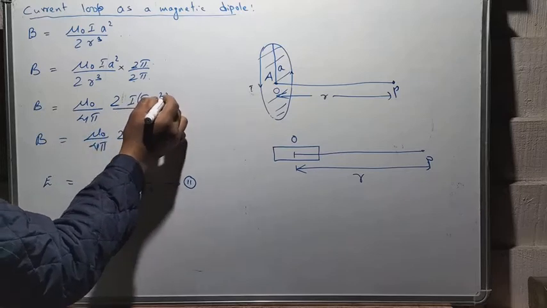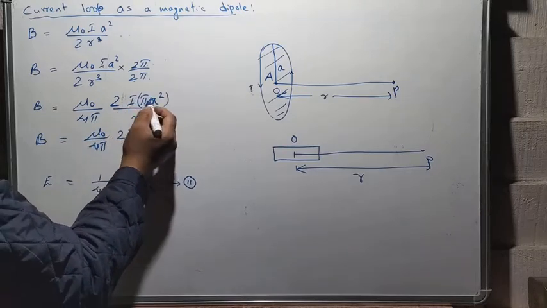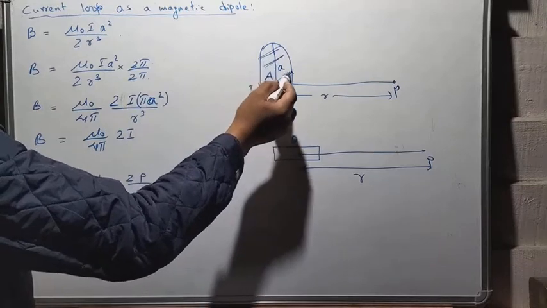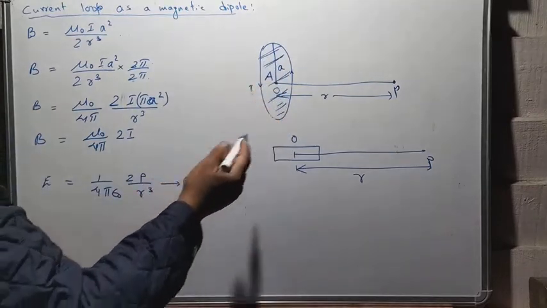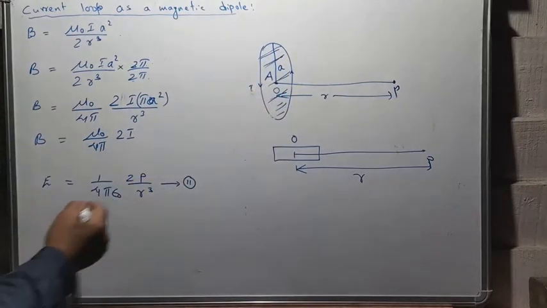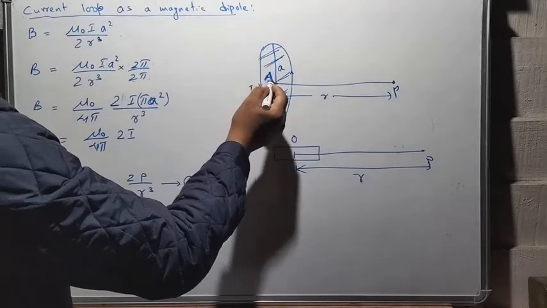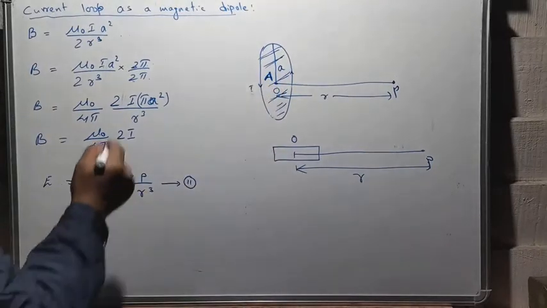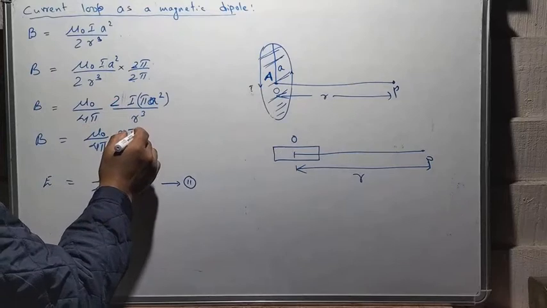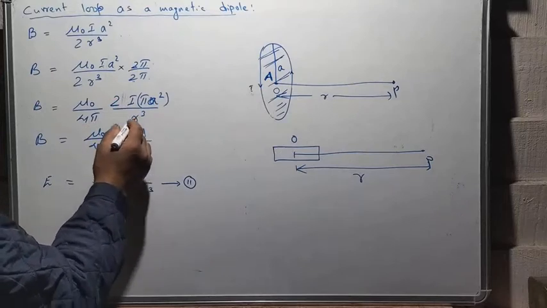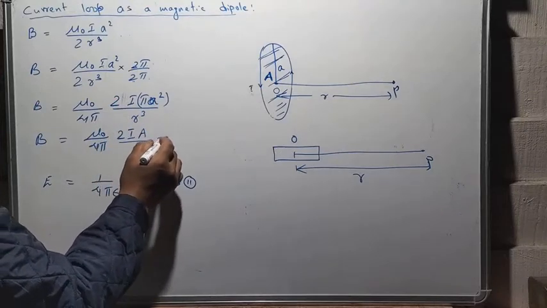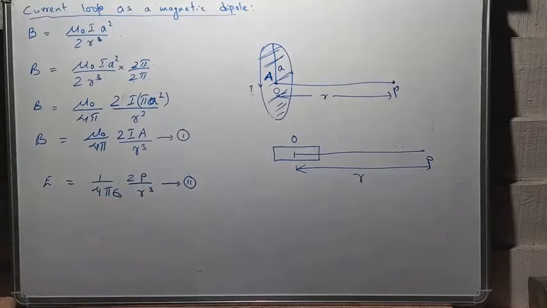Now what is this pi a square? It is the area of the circular loop. Let me represent this area as capital A. So instead of pi a square, I will write capital A, and then r cube. So this is my equation 1.